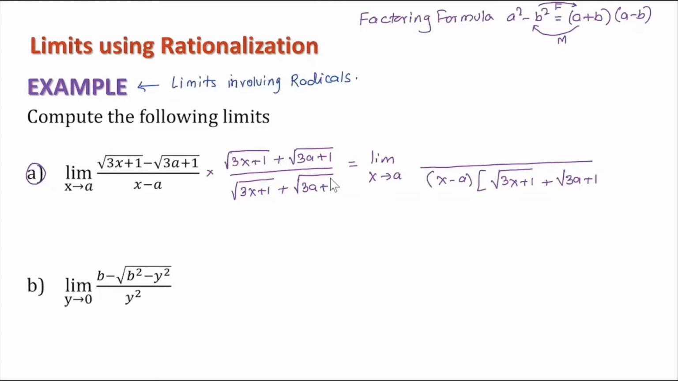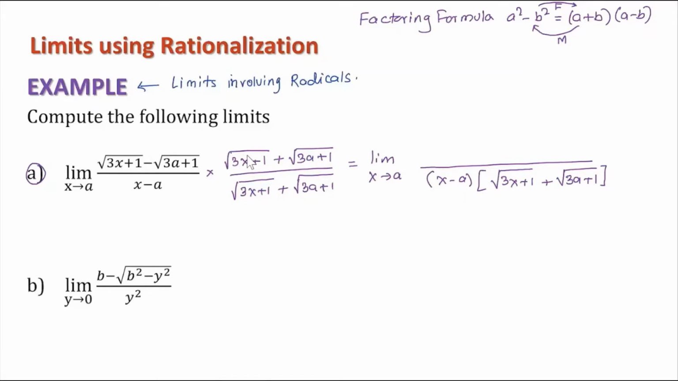That is what I have in the denominator. When you multiply, we multiply the denominator with the denominator, so it is x minus a multiplied to this. But if you look at the numerator, it's quite interesting here. It is the square root of 3x plus 1 minus that, and the square root of 3x plus 1 plus that quantity. So it is just like a plus b multiplied to a minus b.